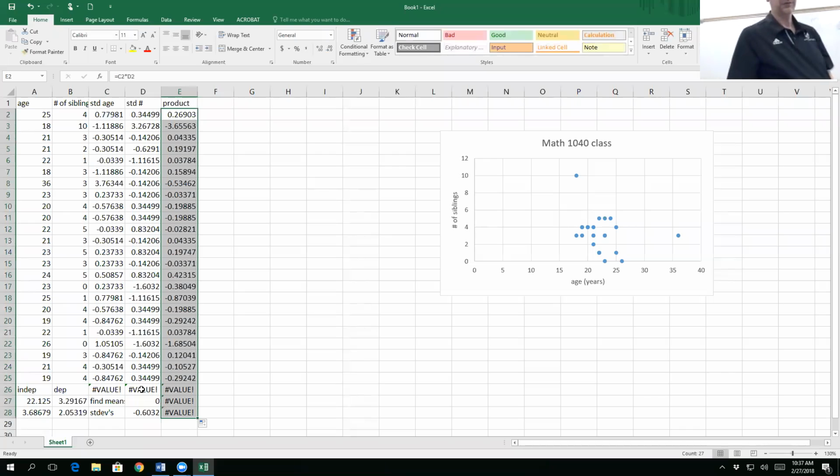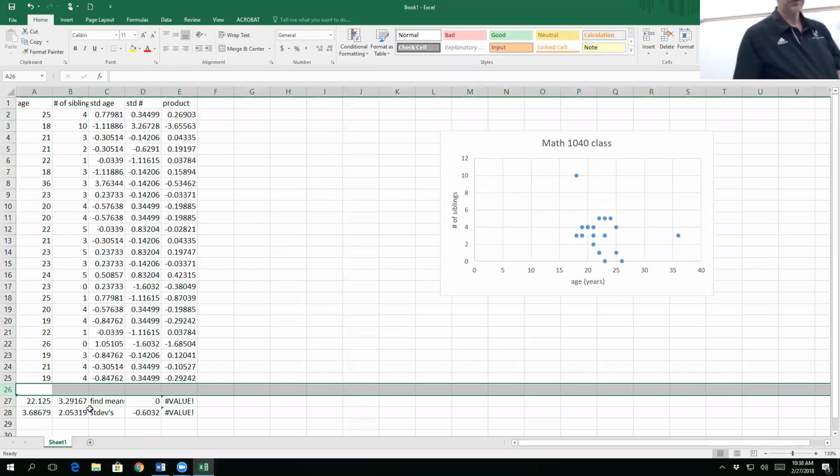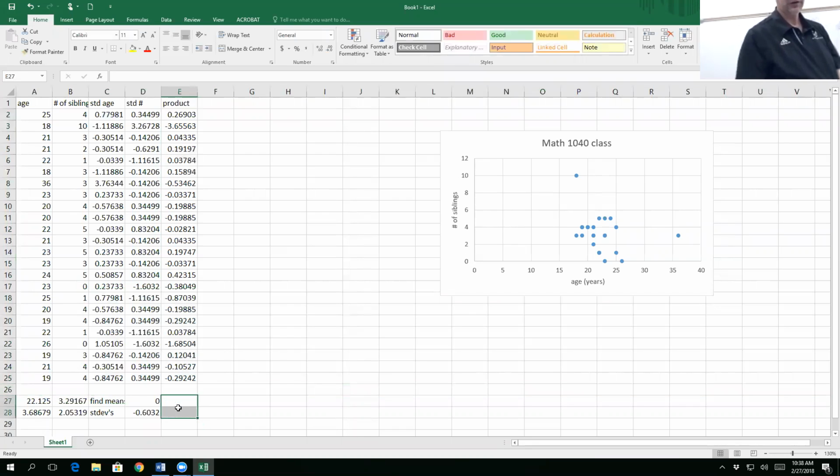Oh, now this is interesting. By the way, did you see that? I think I told you you should always leave a space because then it does stupid things like this. Okay? It's because I put dependent and independent there, but okay.